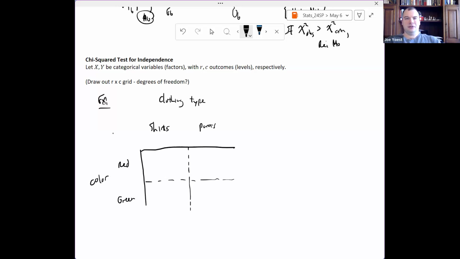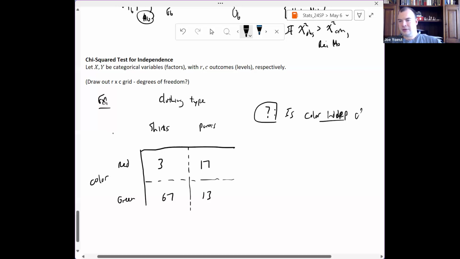And let's say of people that we observe who are wearing a certain piece of clothing that's a certain color, we see 3 red shirts, 17 red pants, 67 green shirts, and 13 green pants. And we might be interested in knowing, so what's our question that we're trying to answer here? We might be interested in knowing: is color independent of clothing type?